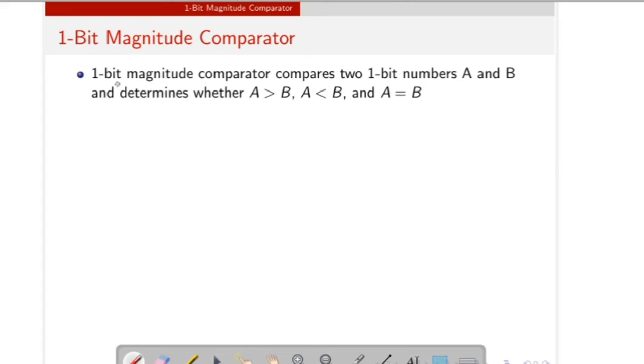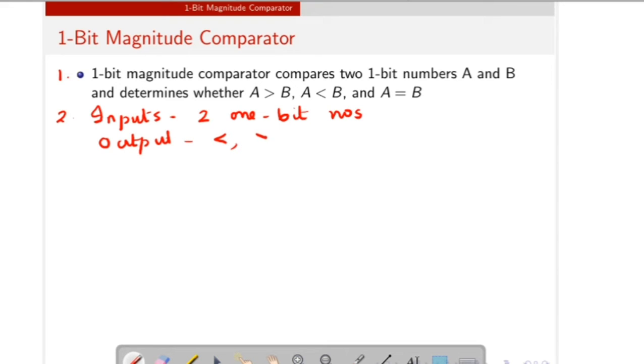Here our aim is to design a 1-bit magnitude comparator that compares two 1-bit numbers A and B and determines whether A less than B, A greater than B or A equal to B. That is the statement of the problem. Then the second step is to determine the available inputs and the required outputs. Here the inputs of the problem are two 1-bit numbers. The outputs tell whether the first number is less than the second number, greater than the second number, or equal to the second number.